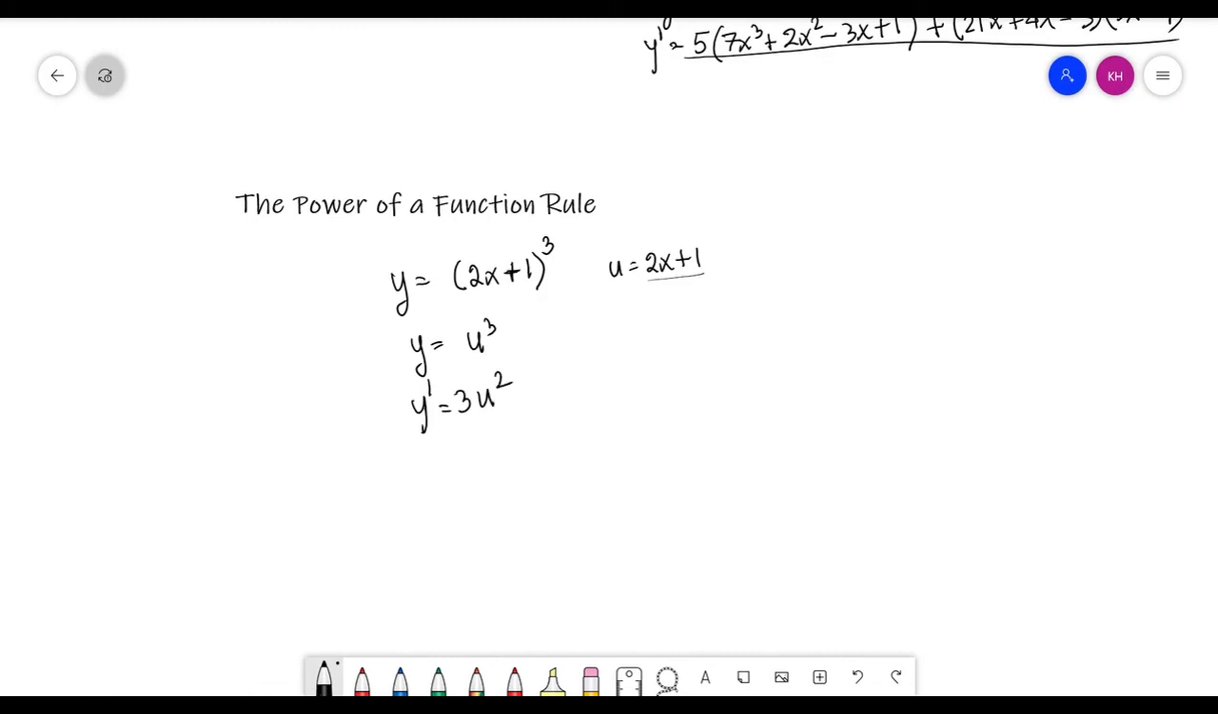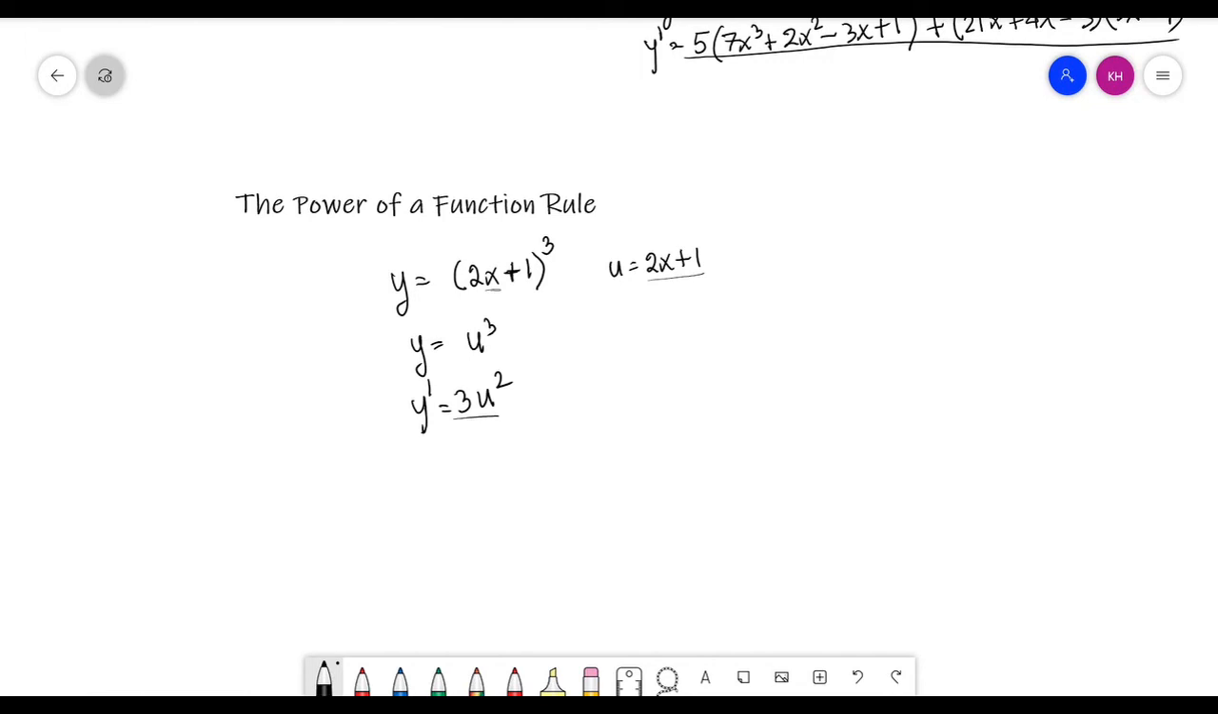3u squared. But I have to keep in mind that is my function in terms of u or in terms of x. Now the original function is obviously in terms of x. I assumed certain part of the function to be u, but the actual function is actually in terms of x. But when I find the derivative, I actually find the derivative in terms of u.